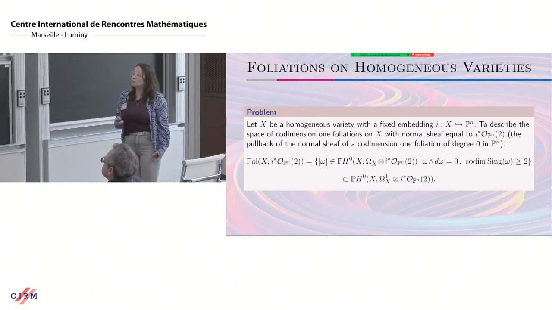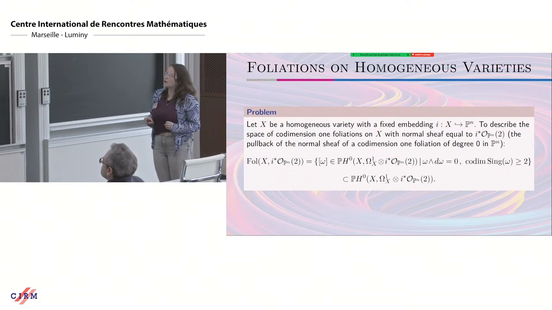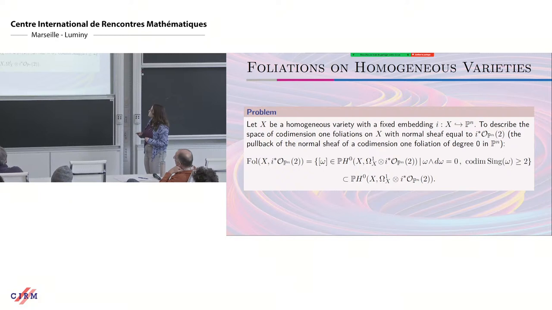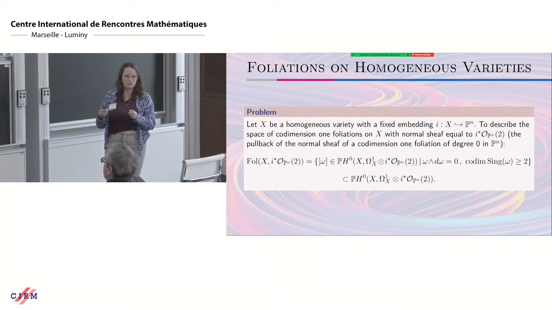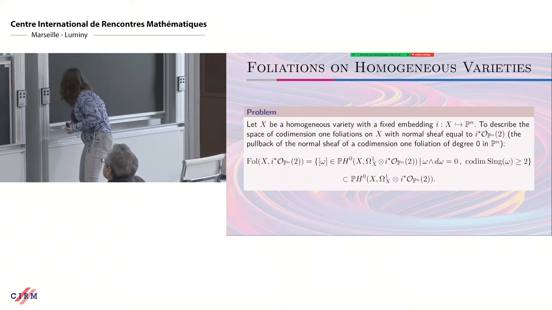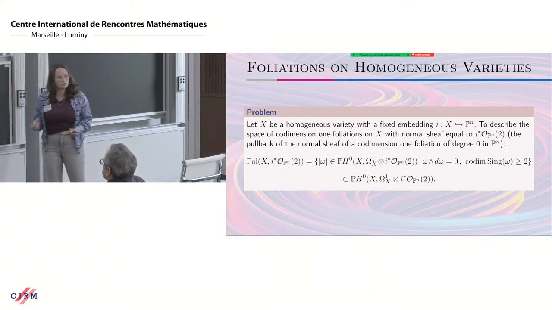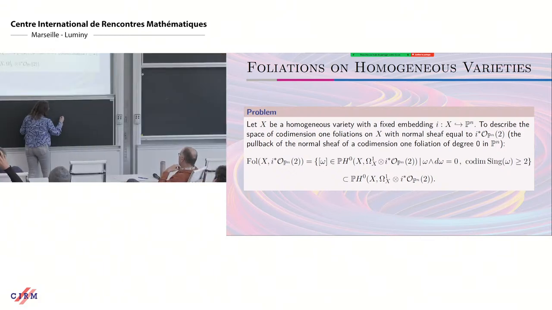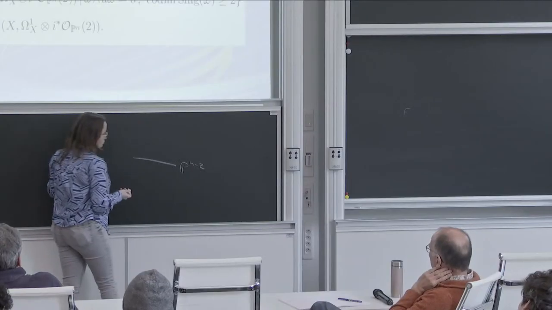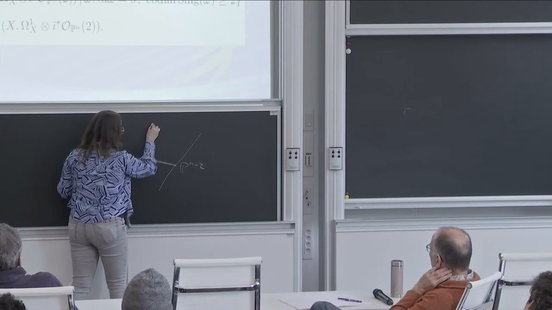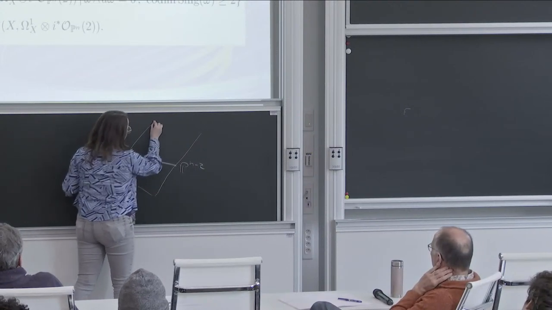So now our problem will be: let's consider X a homogeneous variety. We fix the embedding of X in a projective space, and we want to describe the space of codimension 1 foliations on X having the normal sheaf equal to the pullback of a foliation of degree 0 on P^n. For example, one foliation of degree 0 will be a pencil of hyperplanes. We consider in P^n a P^{n-2}, and then we consider all the hyperplanes that contain this P^{n-2}.